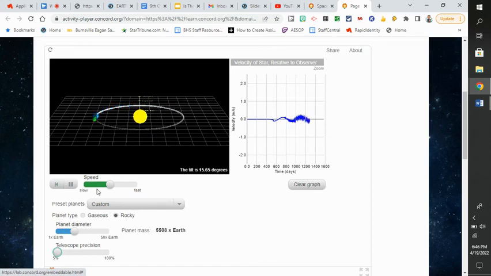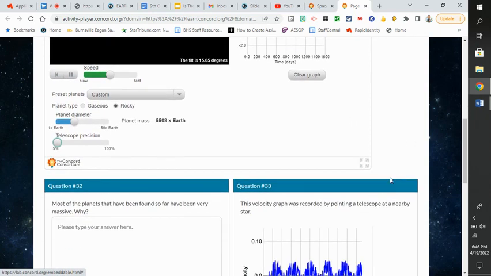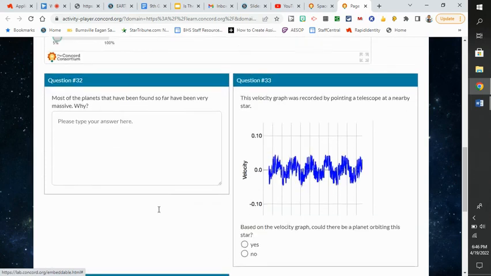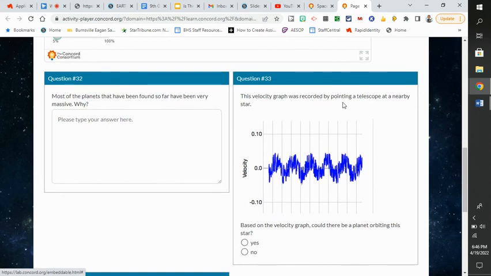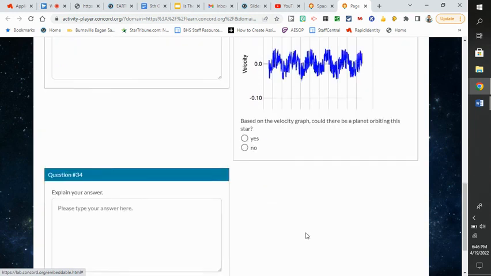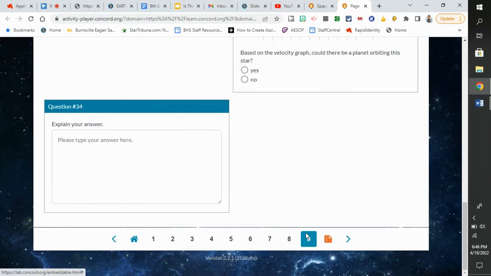As we let this run, as we finish up, let me go ahead and go to the questions. Most of the planets found have been very massive. Why do you think that is? And hopefully you're understanding the relationship between the idea that small planets don't move their stars as much as massive planets. Question 33. This velocity graph was recorded by pointing a telescope at a nearby star. Based on the graph, could there be a planet orbiting this star? Explain your answer, and you're done.